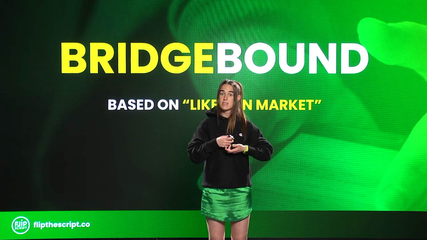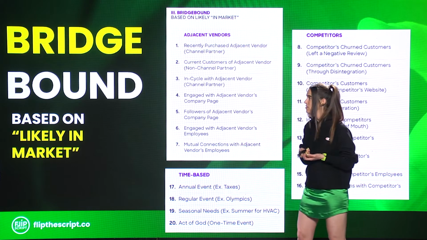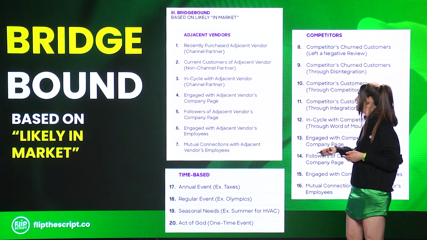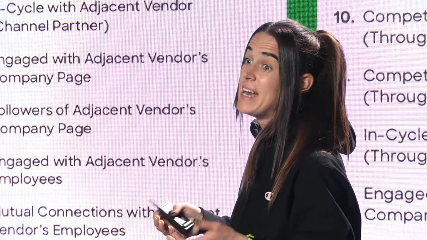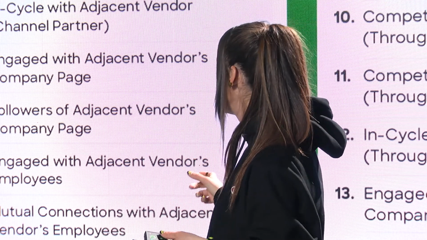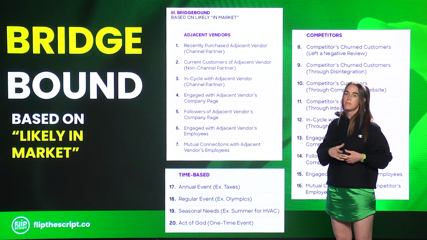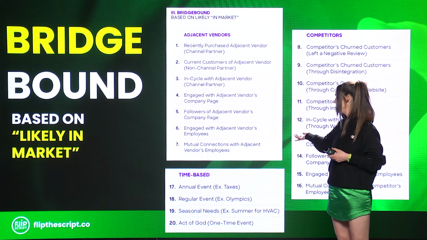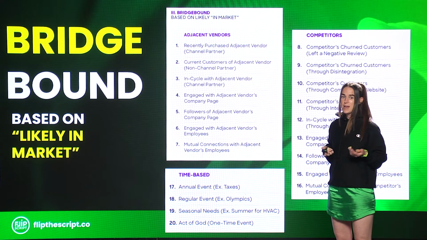The third type of category underneath bridge-bound is bridge-bound based on likely in market. They did some type of action that means that they are likely in market for a tool or to solve a problem that your software, products, or services solve. So a great example is they took an action or the market did an action to them. A great example of the market did an action to them is time-based sequences. Maybe you solve problems for people when they're paying taxes and you have an annual event that happens, that taxes are paid every April. So every February, it's a time-based sequence.